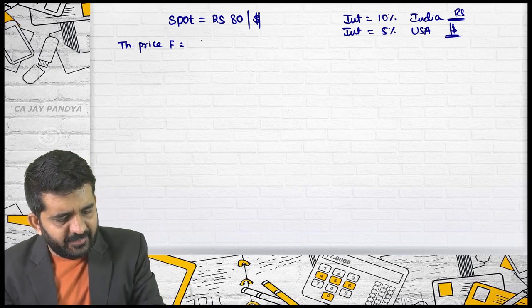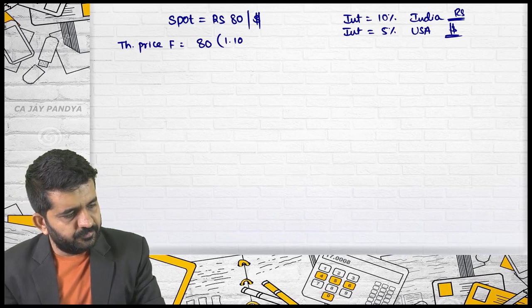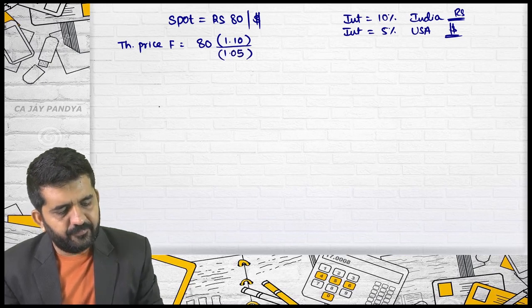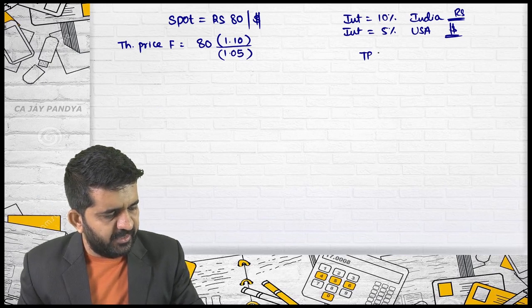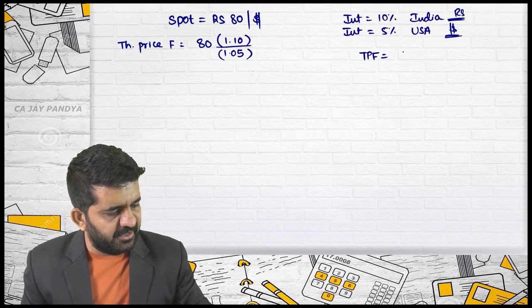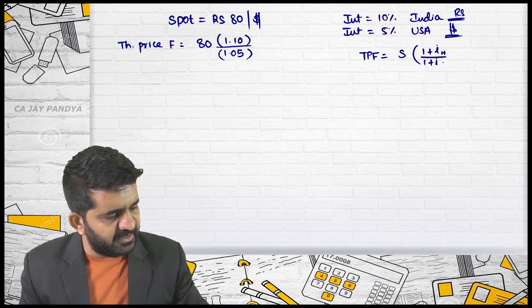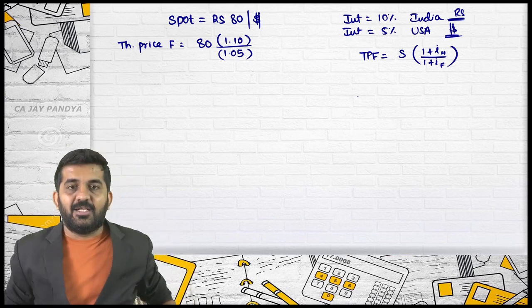It is 80 into 1.10 divided by 1.05. Let me revise it. Theoretical price of forward as per interest rate parity theorem is spot into 1 plus interest of home currency divided by 1 plus interest of foreign currency, and this is how I'll be getting the answer.